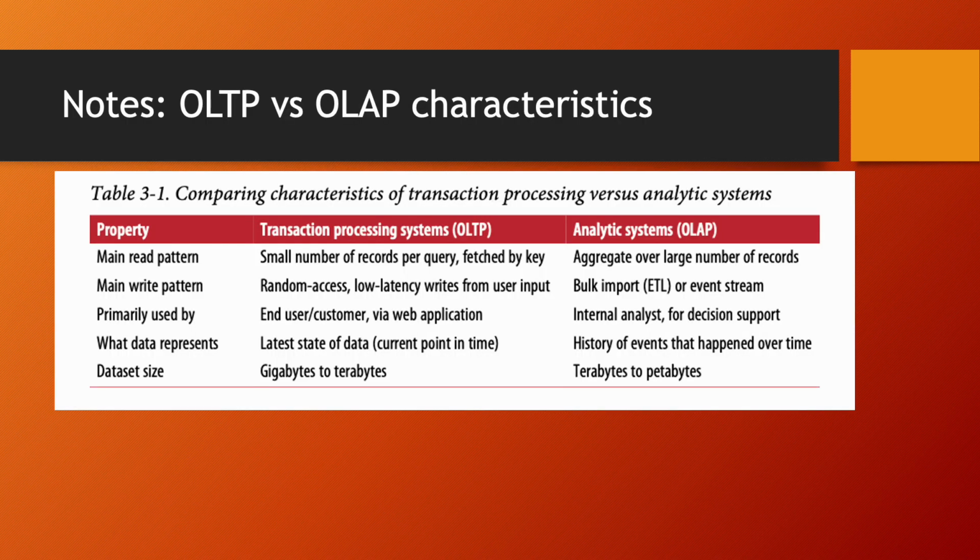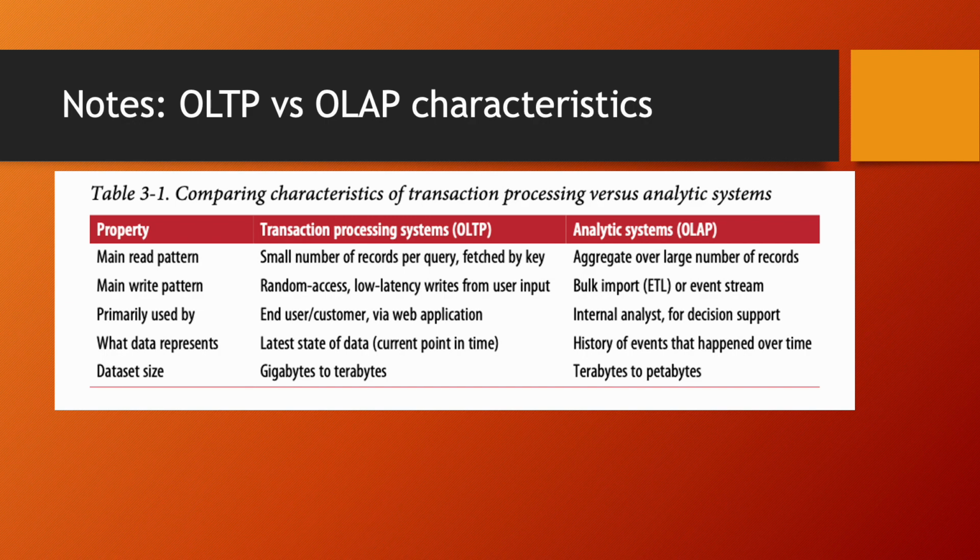Now, this table captures the OLTP versus OLAP characteristics, as we can see. Let's look at the properties one by one. Main read pattern. In the OLTP system, there's a small number of records per query fetched by key. In OLAP, there's an aggregate. Typically, the read patterns are, we aggregate over a large number of records.